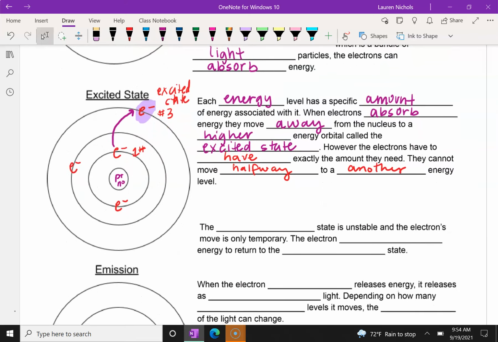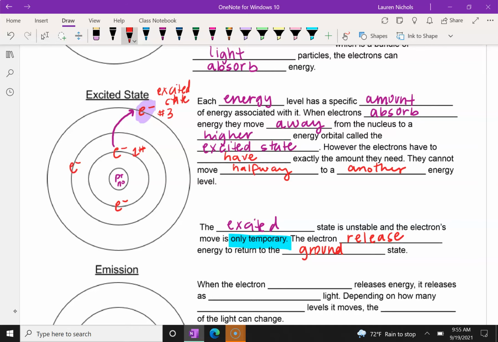Now, the problem with this is that the excited state is unstable. Okay, imagine if you have little kids who are hyped up on candy, right? They've got a lot of energy from all the sugar. They're running around. They're very, very excited, okay? But they can't stay that way forever. So the excited state is only temporary, okay? It's not a permanent move, okay? And so the electron has to release energy to return to the ground state. So we know that little kids do that by running around and all of that.